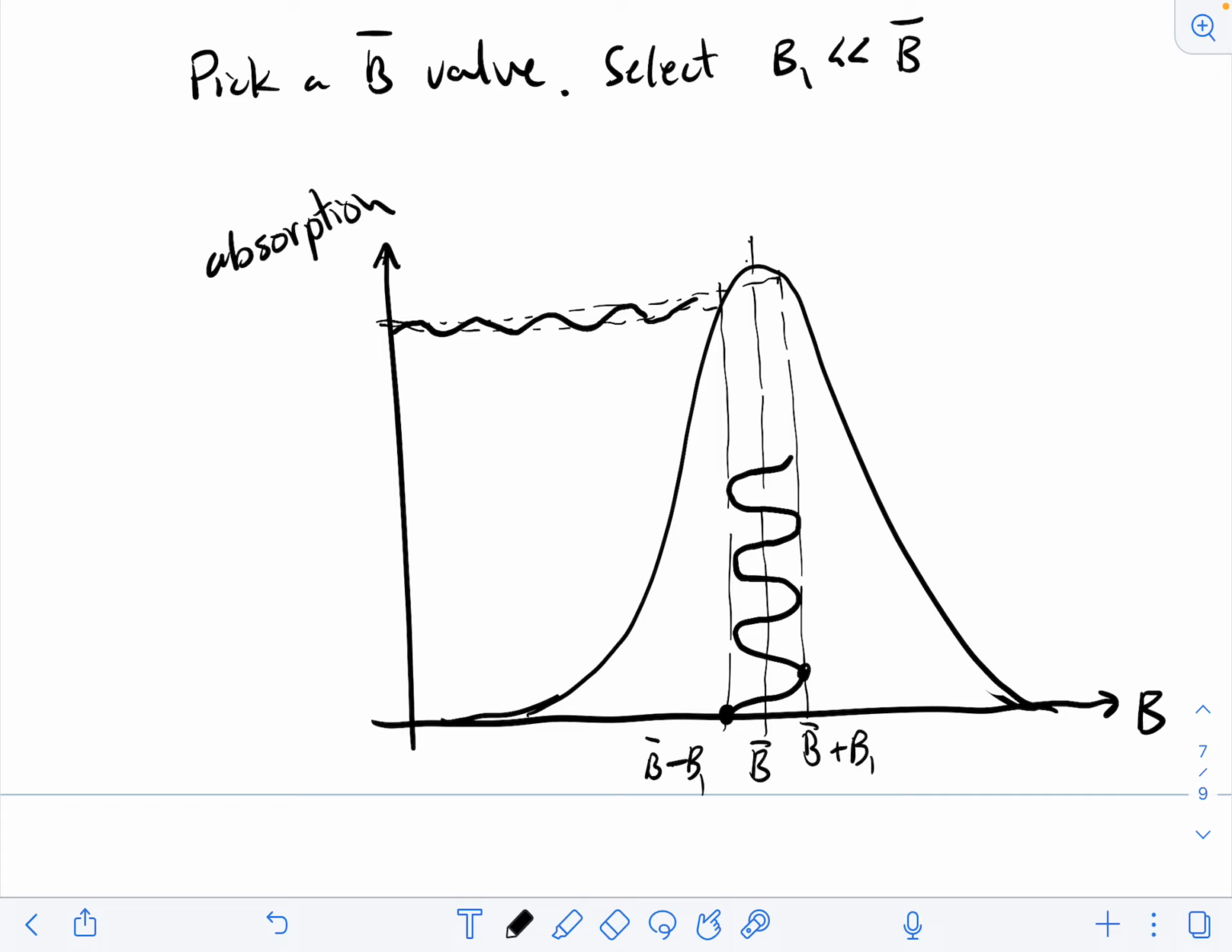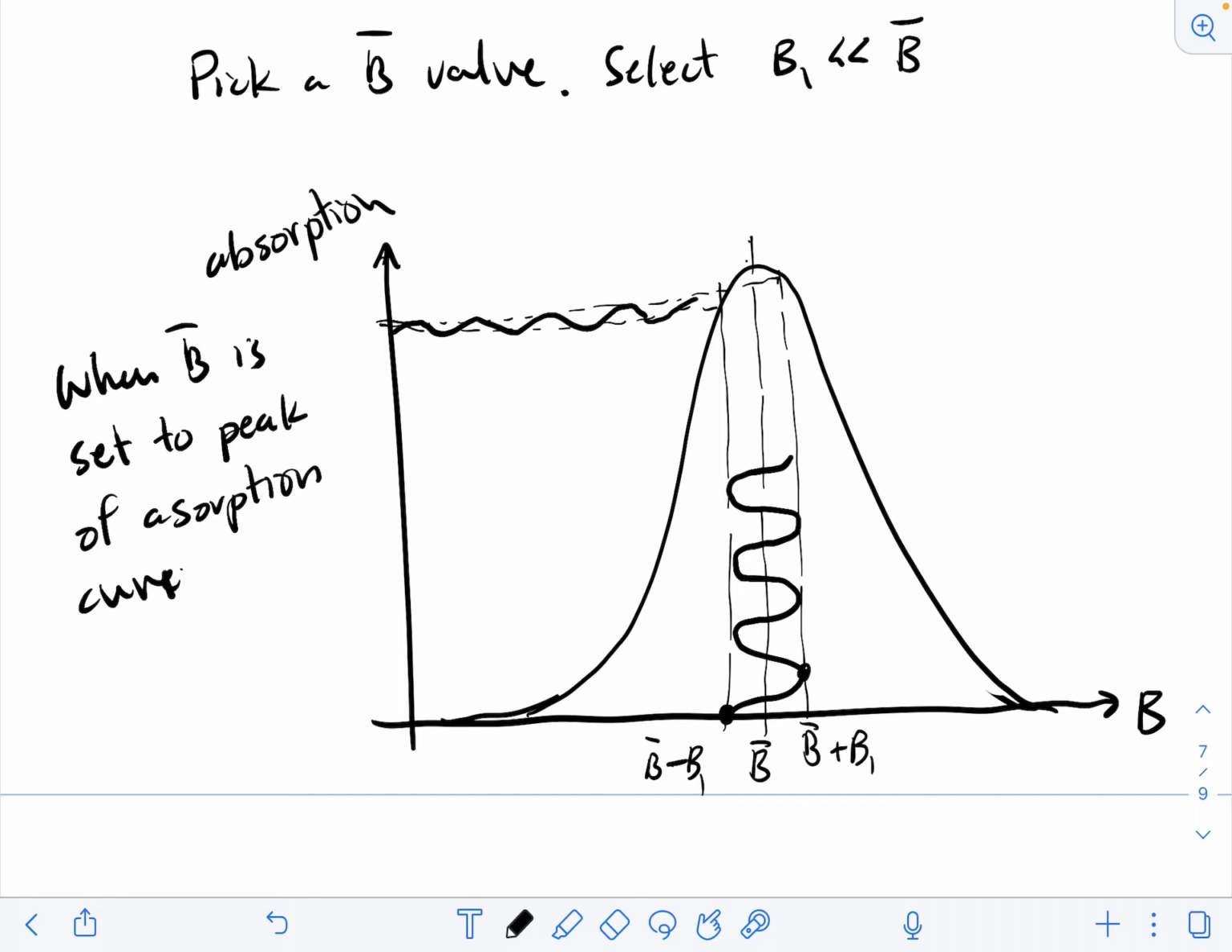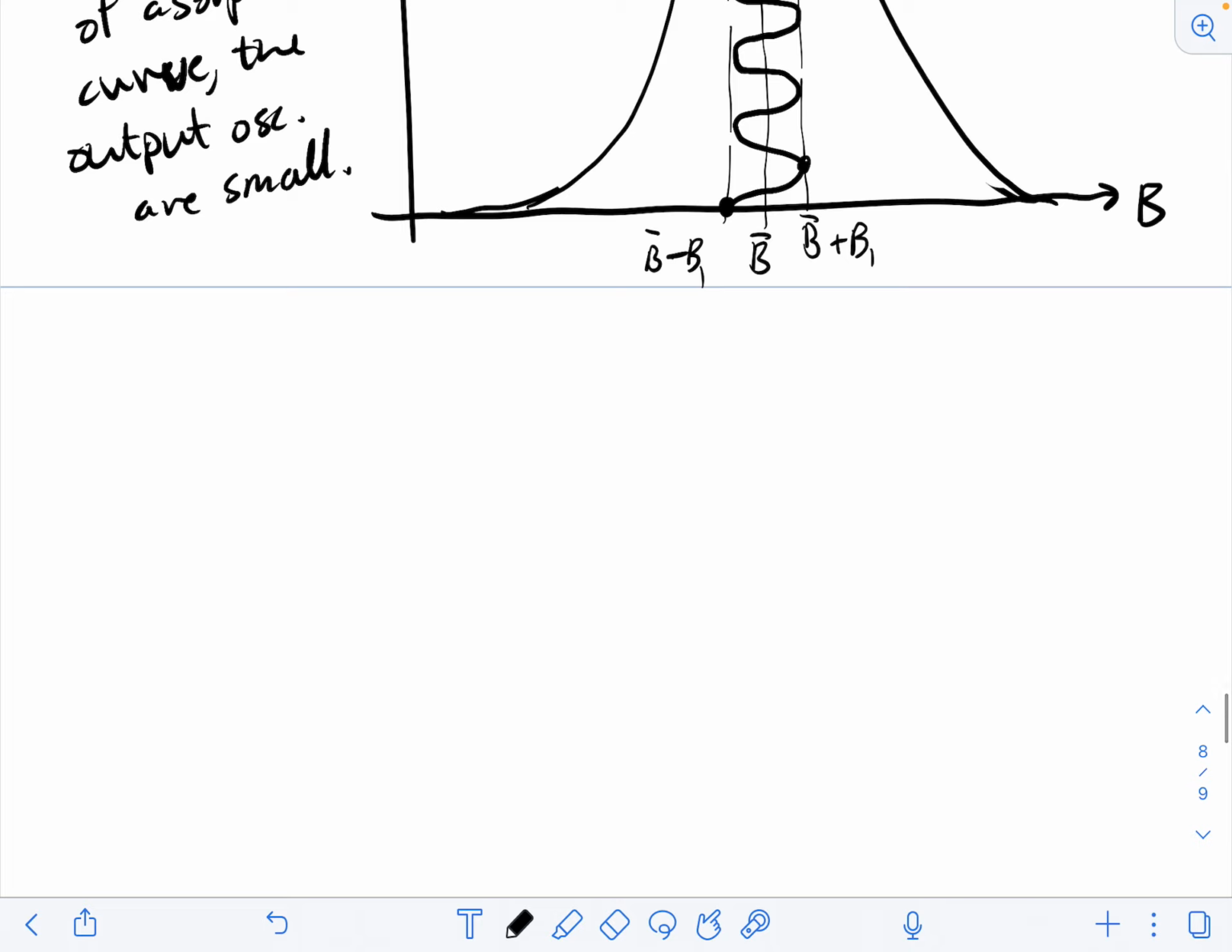So when B average is set to the peak of the absorption curve, the output oscillations are small. Okay, so that means the lock-in detector detects a very small, weak signal. Let's think about one more case and then we'll try to summarize what we found here.